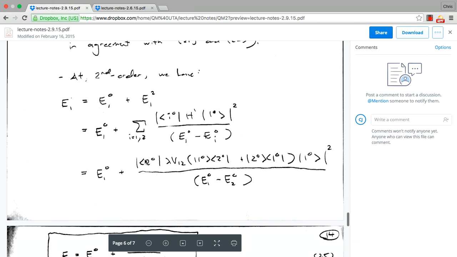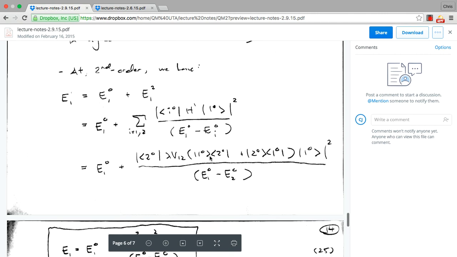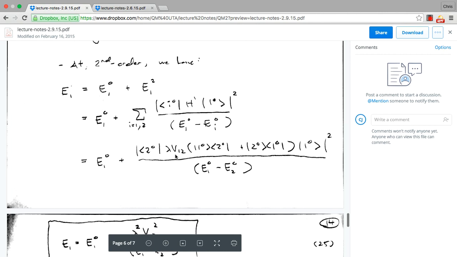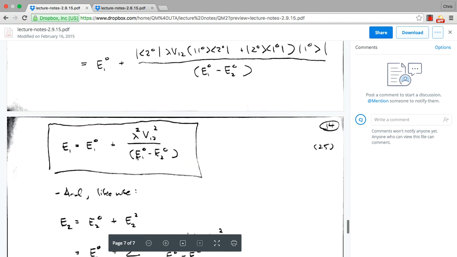non-zero contribution is the I equals 2 piece, because we're already seeing that the I equals 1 piece vanishes. So I can plug that in. This guy's going to give me 0, but this term is going to give me a 1, and then I'm going to get this thing squared, all over the energy difference between E1 and E2.